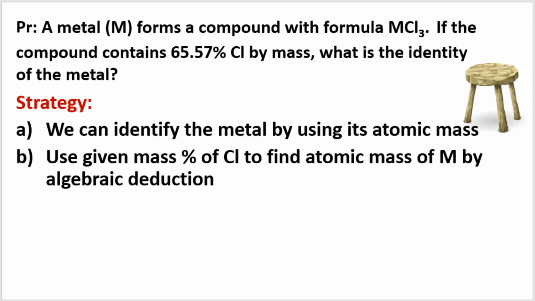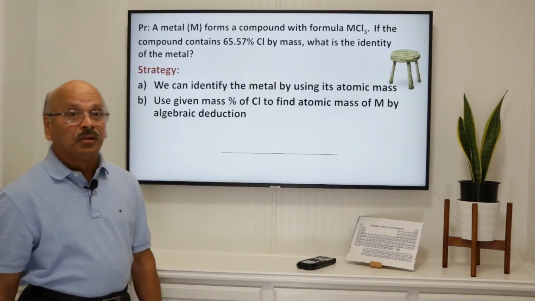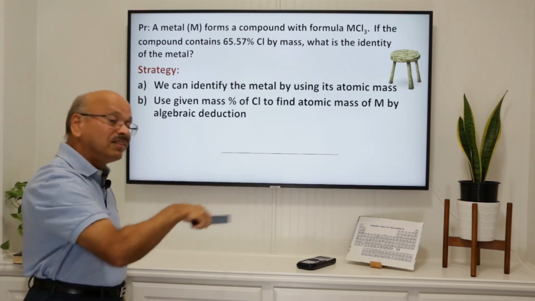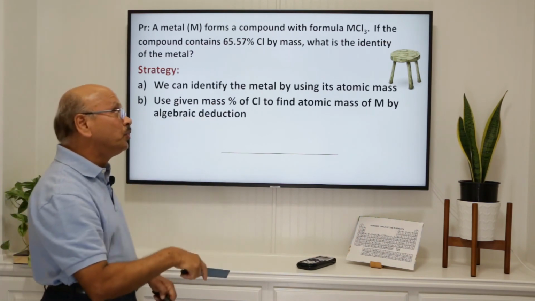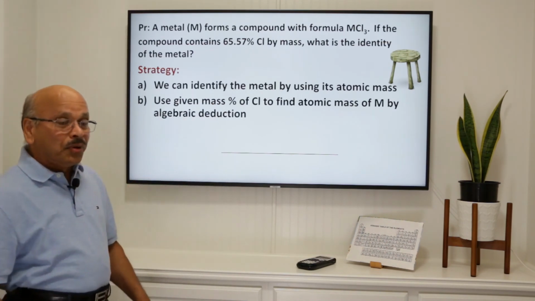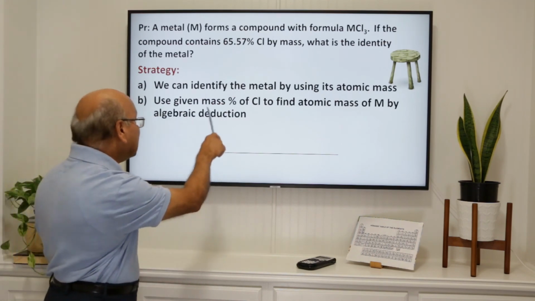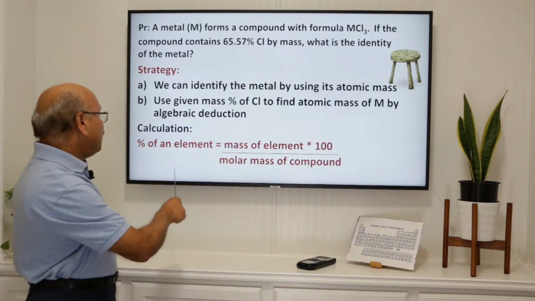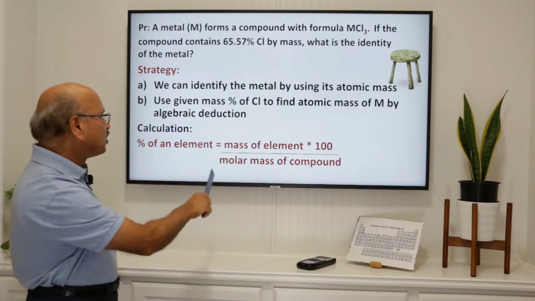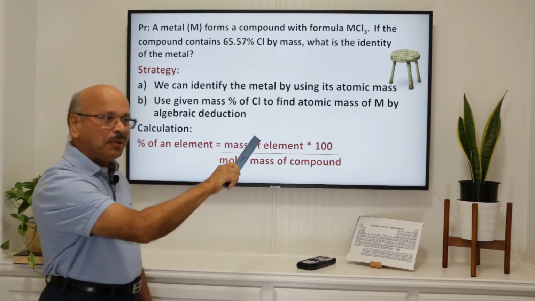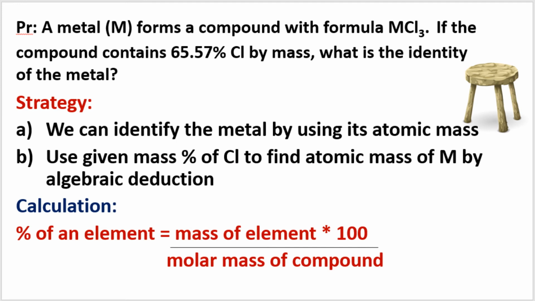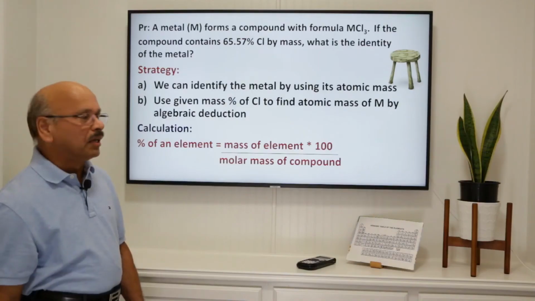The given mass percentage of chlorine can be used to find the atomic mass. Remember, the mass percent calculation contains the atomic mass of each element. So naturally we can substitute that idea and easily find it by an algebraic type of deduction. Just remember that. We already know the mass percent of an element is the mass of the element in the compound divided by the molar mass of the compound times 100. That's the mass percent of each element in the compound.